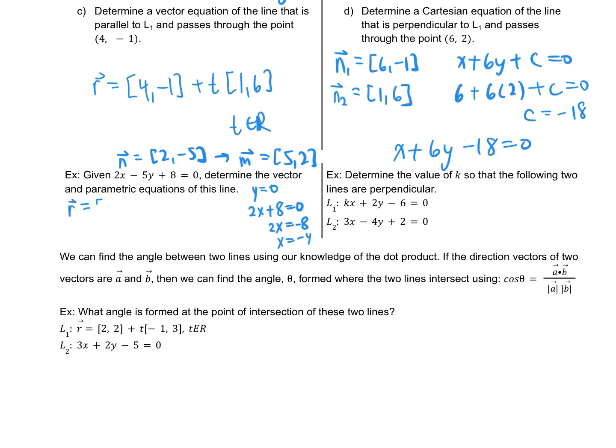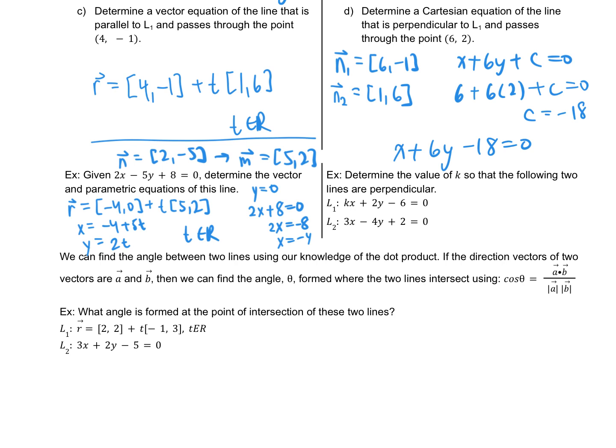So we have that r0, -4, 0, plus t times the direction vector. And then for the parametric, x equals -4 plus 5t, and y equals 0, which I'm not going to write, is 2t. And for all of these, t is an element of all real numbers.